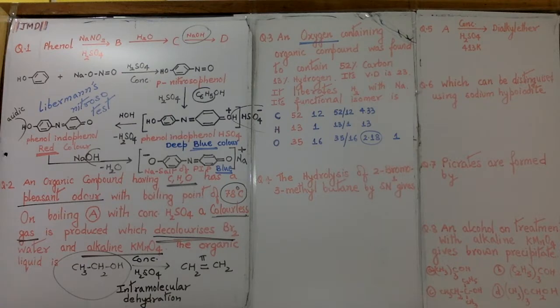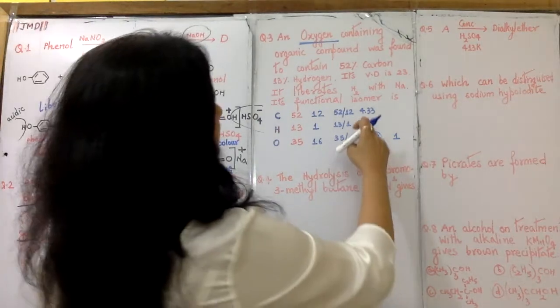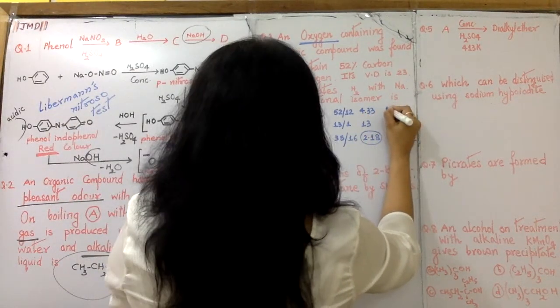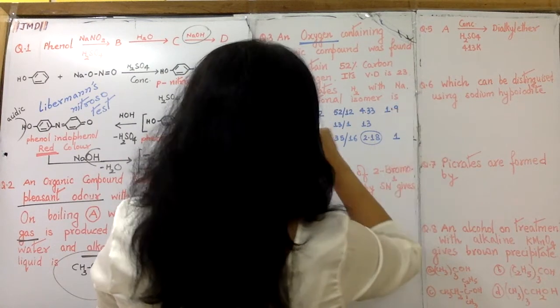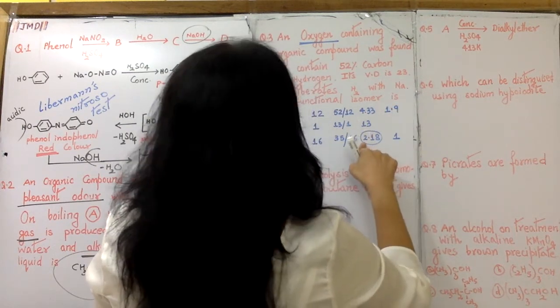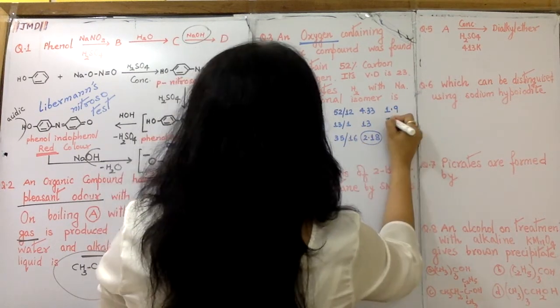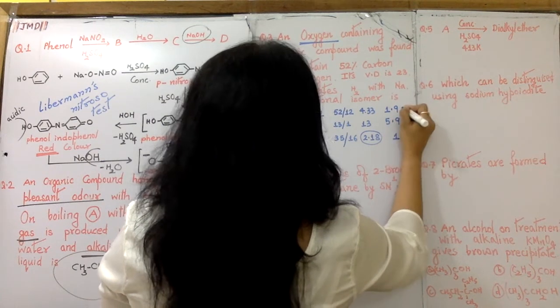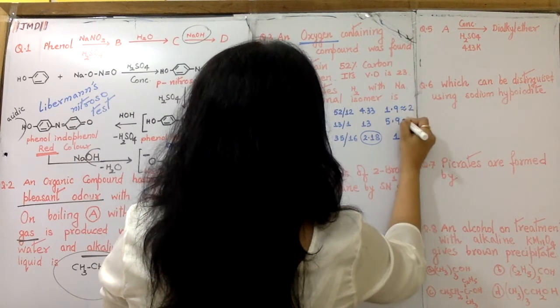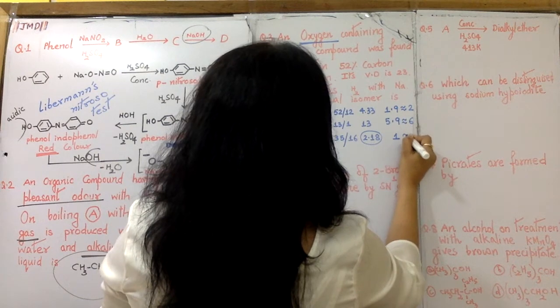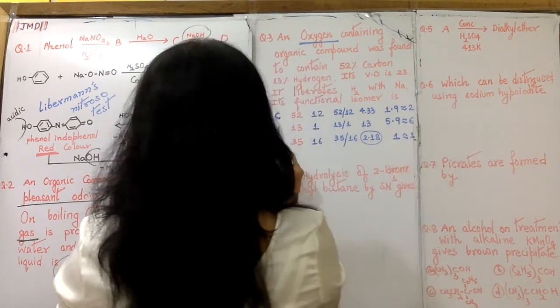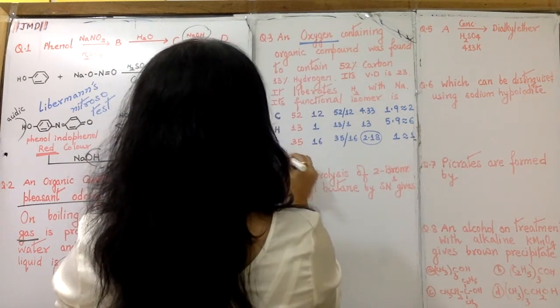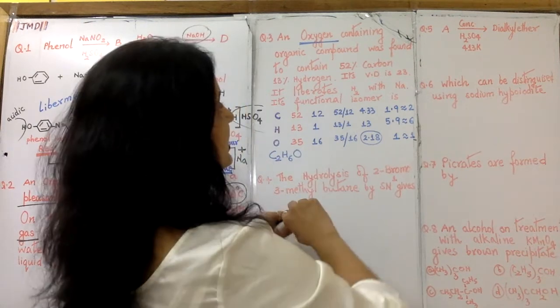And what about the other two? 4.33 upon 2.18 is 1.9, and this is 5.9. So round it off to the nearest whole number, 2. This is 6, and this is 1. So the compound is C2H6O.